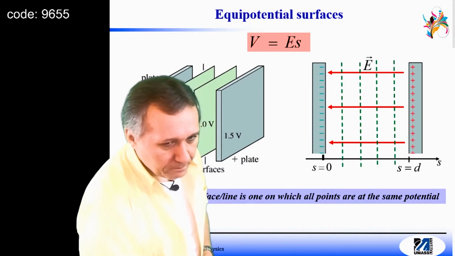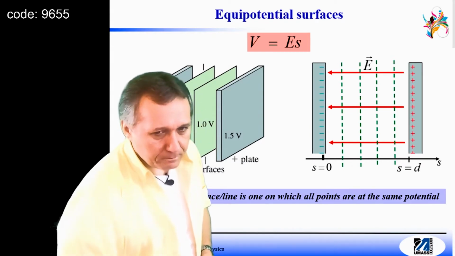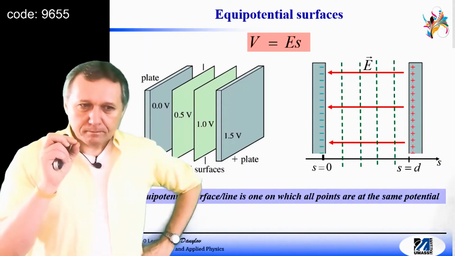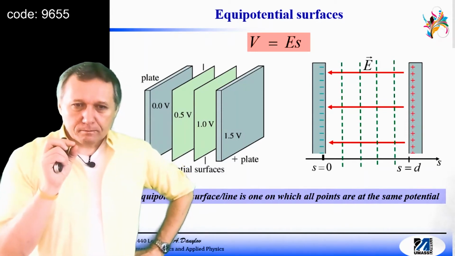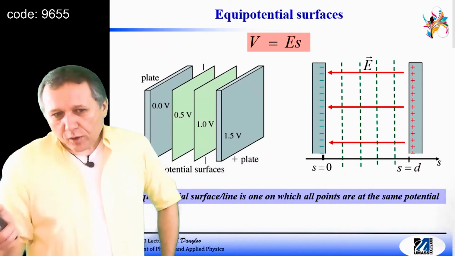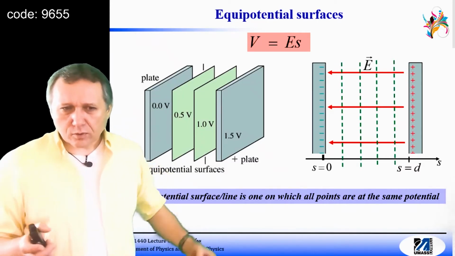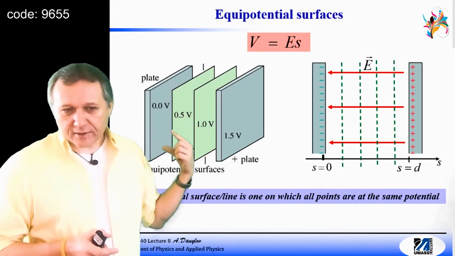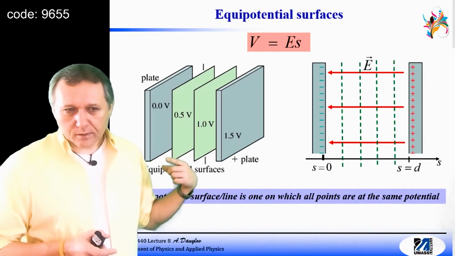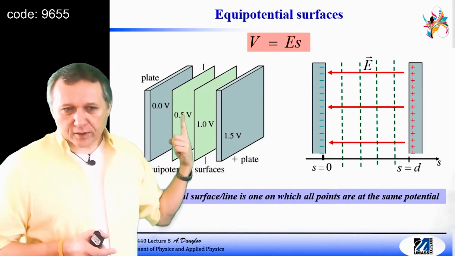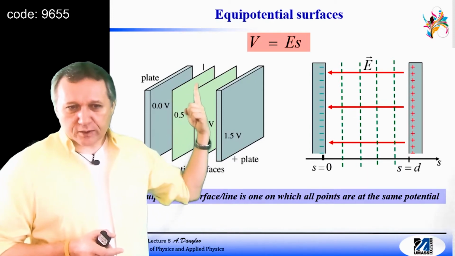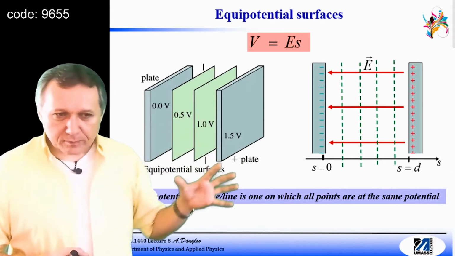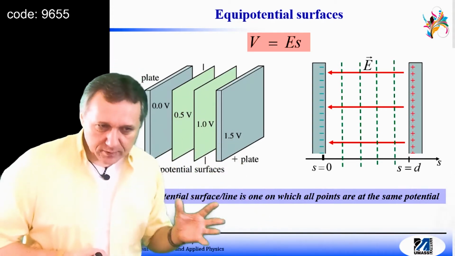So equipotential lines are points where the electric potential is the same across the two plates. It's a set of lines where the electric potential is exactly the same. For example, here, 0.5 volts: you can take any point, this point, that point, over there, over here. Everywhere the potential is exactly the same.